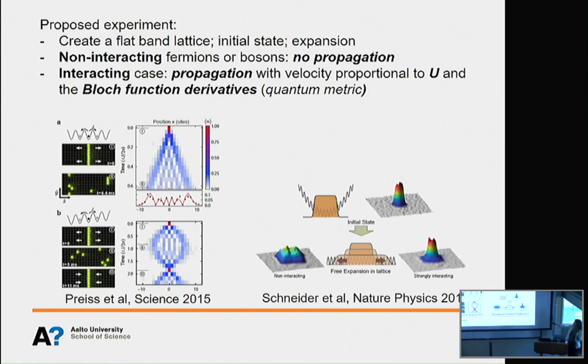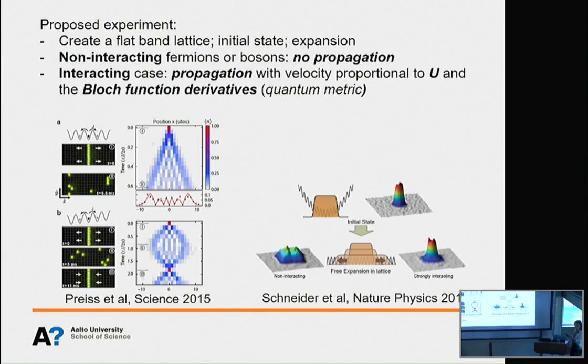So first, you would need to create a flat band lattice and put some kind of initial state there. You could start with the dilute gas to just probe the two-body physics and later add more. You have the initial state with some kind of initial trap, and then you see the expansion. Now this would be very different from many experiments that have been done, namely the non-interacting fermions or bosons. The two-body physics you can do with bosons, they should not propagate. If you really have a flat band, they should be stuck. And then you put interactions, and then you should see propagation.